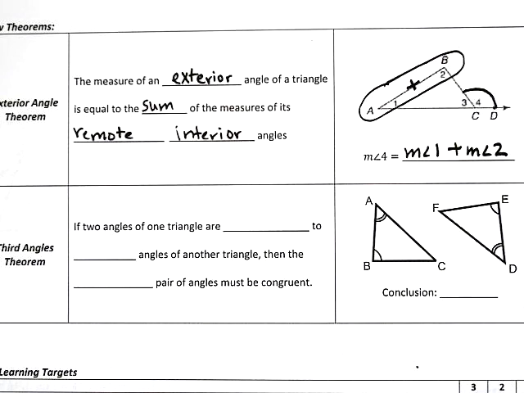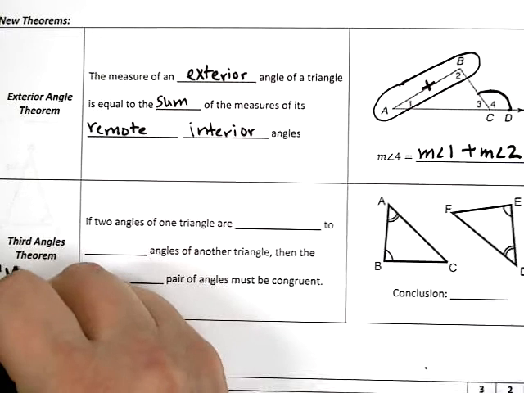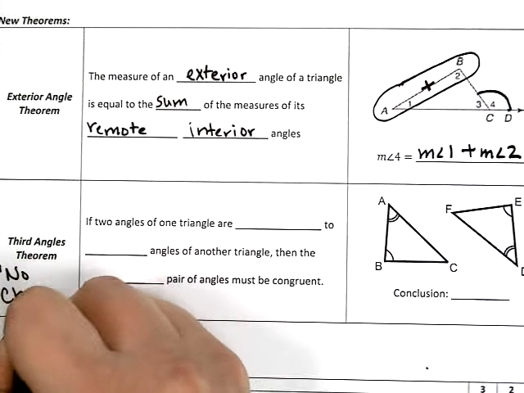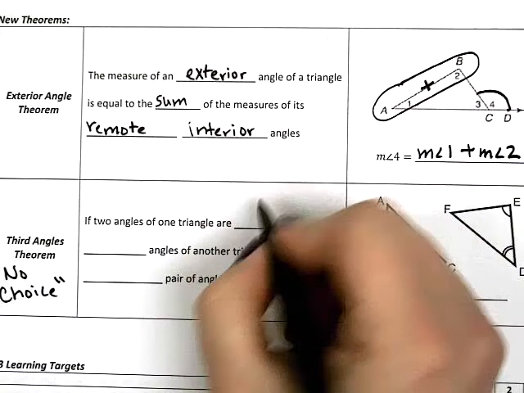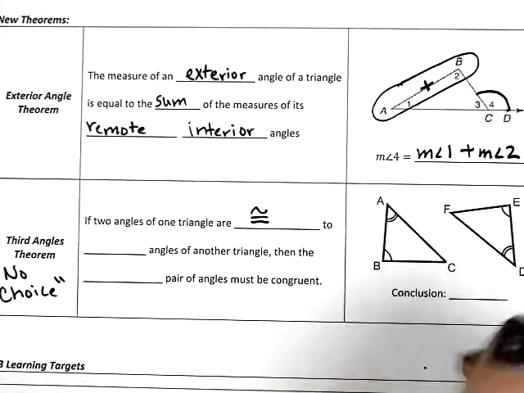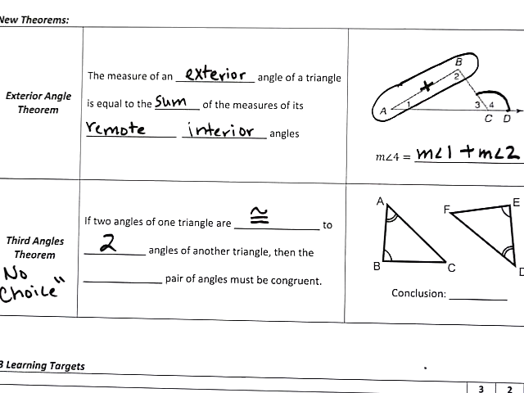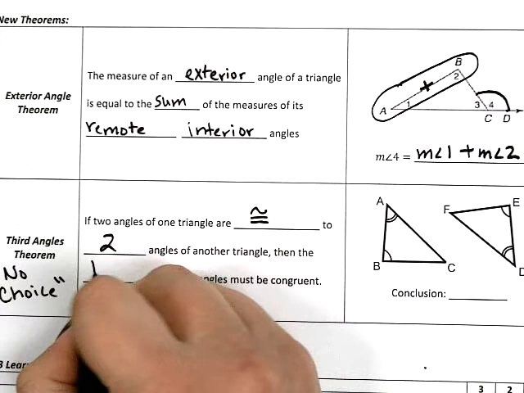The last theorem we got to talk about is the third angles theorem. I also kind of refer to this as the no choice theorem, and I'll explain why in a second, but you might want to jot that down, the no choice theorem. If two angles of one triangle are congruent to two angles of another triangle, then the third pair of angles must be congruent.